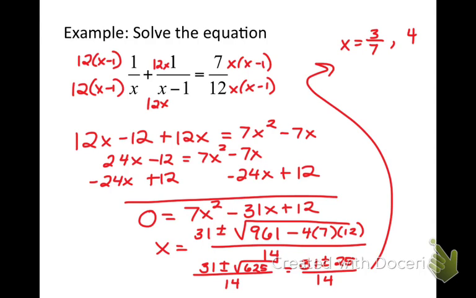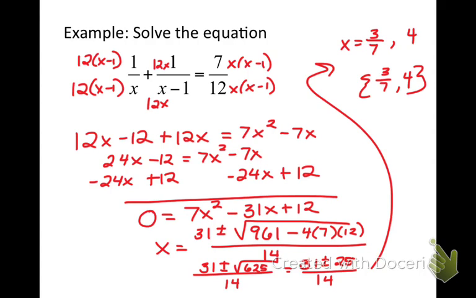Okay. Now remember, when we had our rational equations, we had to think about our domain restrictions. Like, what value of x can I not have in the denominator here? X can't be 0 here, and x can't be 1 here. Are any of my answers 0 or 1? No, so I don't have any extraneous solutions. So those are my two answers. So 3/7 and 4. Because they both ended up being rational, that means we probably could have factored this.